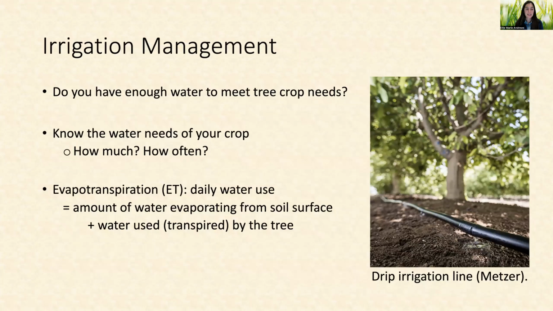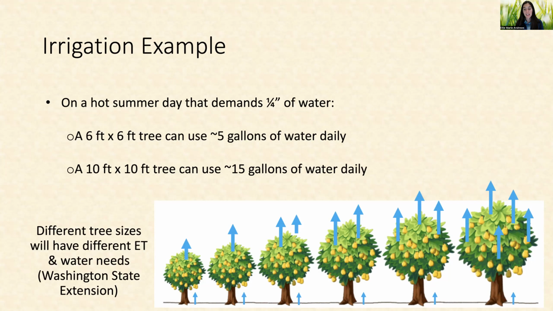And here are just some arrows to symbolize that. So different tree sizes will have different ET and water needs. And this is another reason why I always circle back around to pruning and cultivar selection. I'm a big proponent of relatively small, manageable trees for a lot of reasons, and water use is one of them.